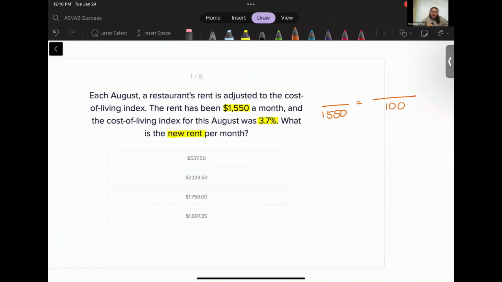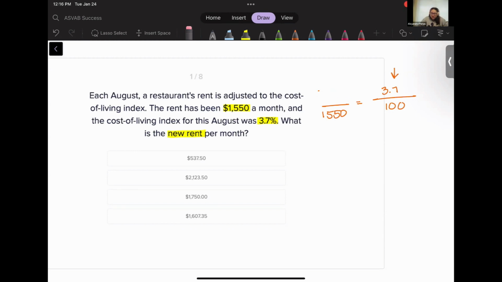100 always goes here. Now I will ask you guys the question. What percent should I put here so that I automatically get the new rent? Should I put just 3.7% or should I put something else? Is it 3.7? Okay, so if you put 3.7, instead of getting the new rent, all you're going to get is the increase, which is perfectly fine. There's nothing wrong with that. When you do this, all you're going to get is the increase. So then in the end, you're going to have to add it to the original rent.